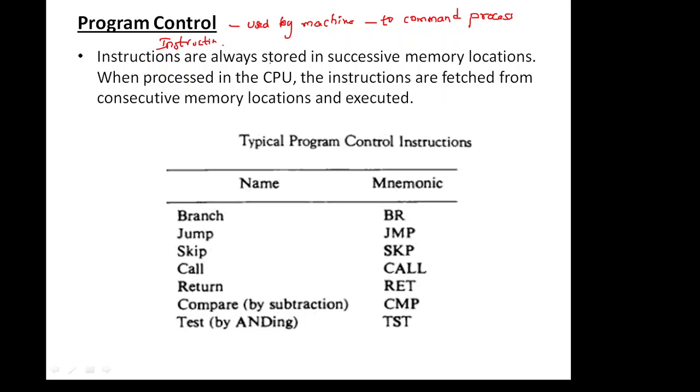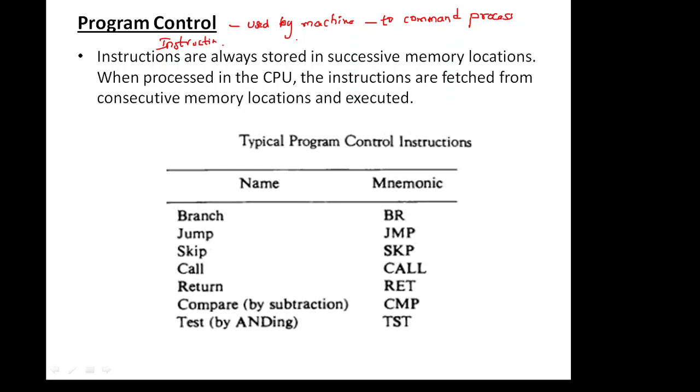These instructions are always stored in successive memory locations. When the CPU is processing the instructions, they are fetched from the consecutive memory locations and executed one by one. So this is the program control instruction. The purpose is to command the processor to act accordingly. We have different types of instructions, and these instructions are used in assembly language by the user also.